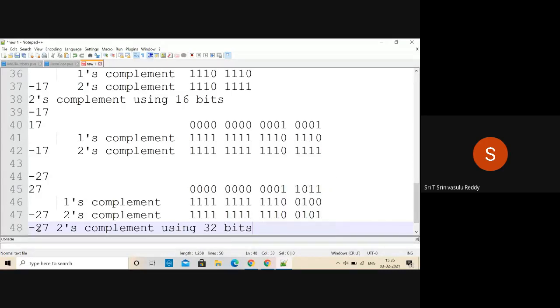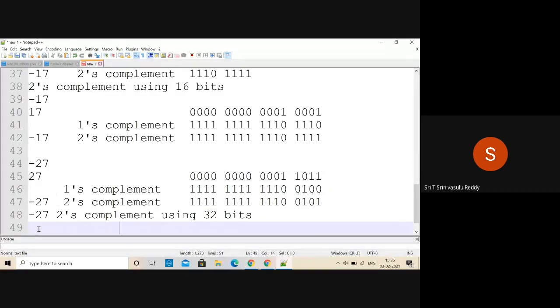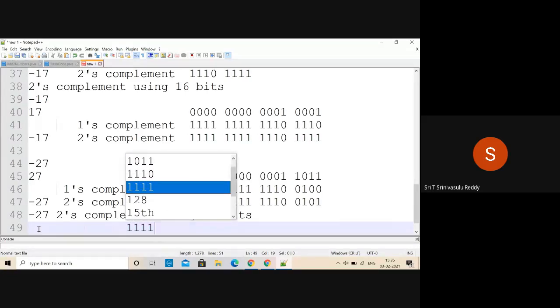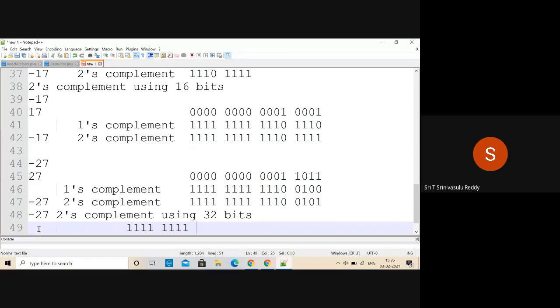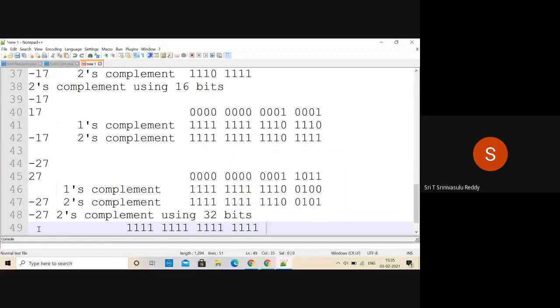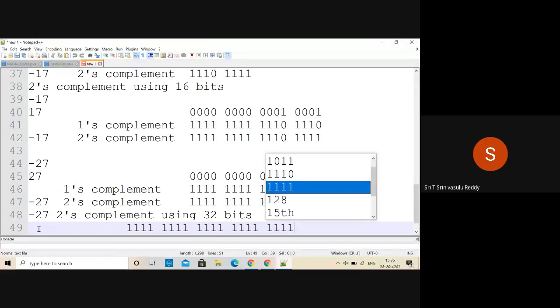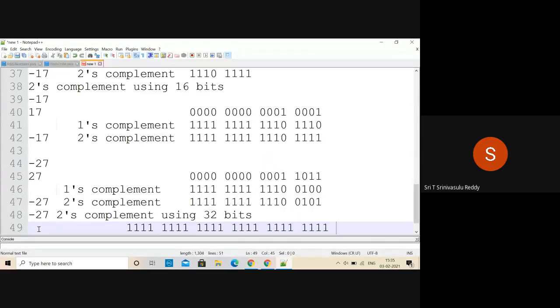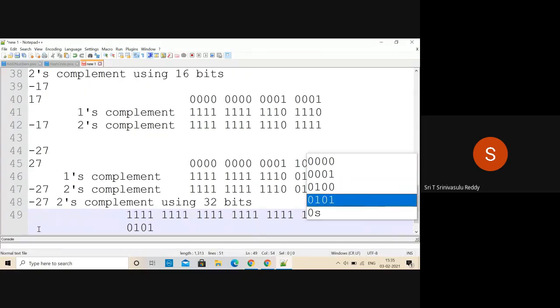So how is it going to be, right? You can easily extend the logic. Another 16 more ones are going to come in the most significant bit positions, like this, like this. 16 more ones you will have in addition to what we already have. 0, 1, 0, 1.